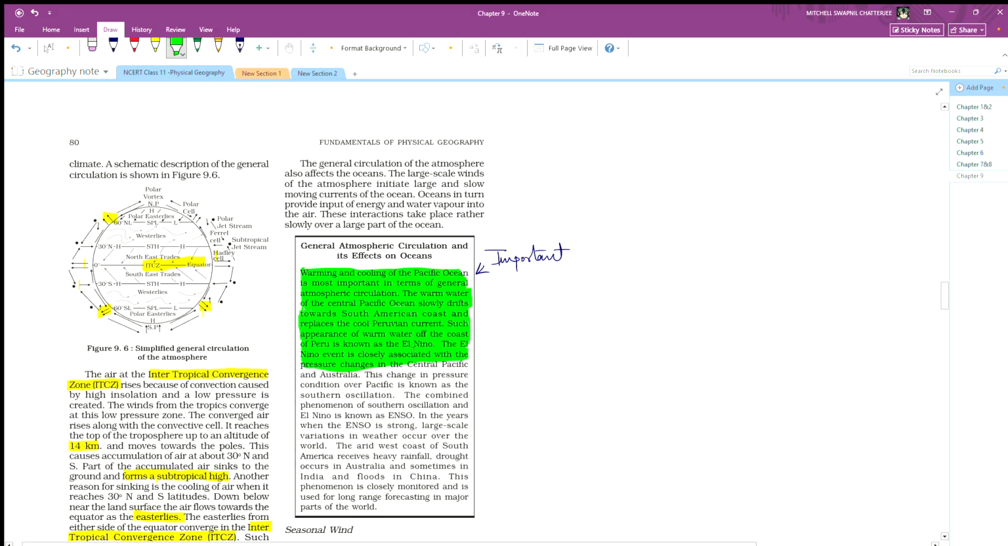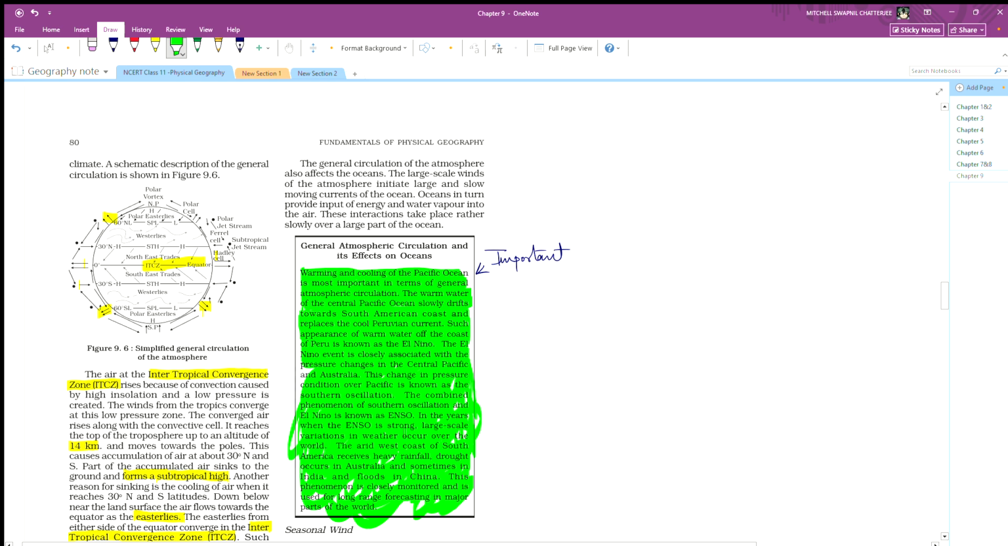The El Nino event is closely associated with the pressure change in the central Pacific and Australia. This change in pressure condition over the Pacific is known as the Southern Oscillation. Let's mark all of this. The combined phenomena of the Southern Oscillation and El Nino is known as ENSO.